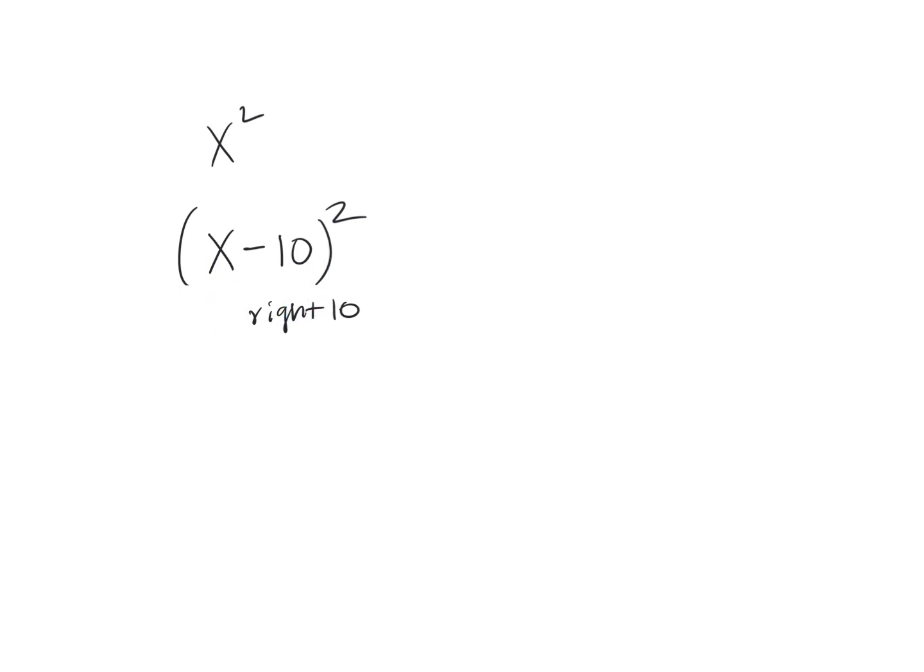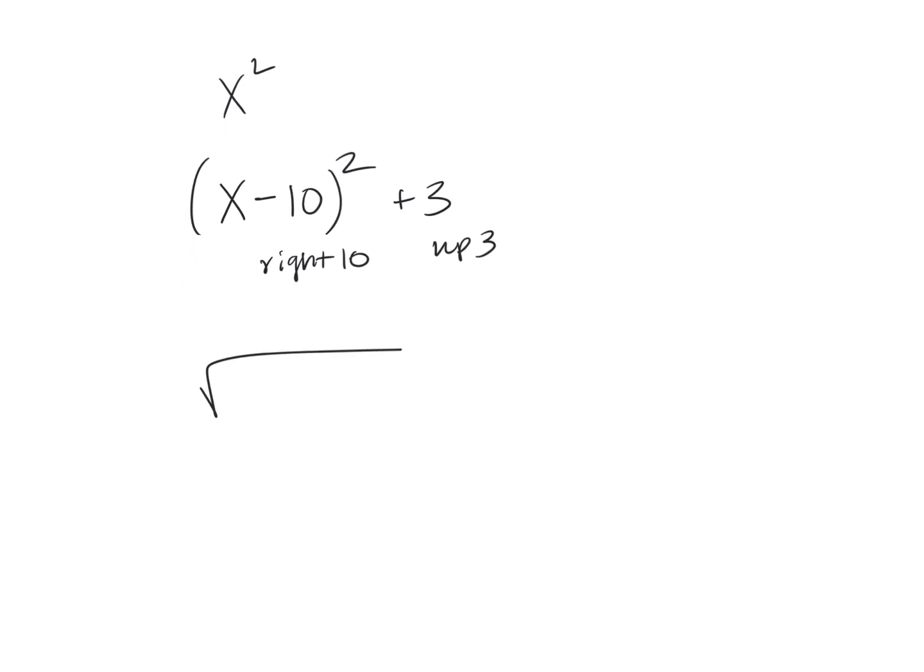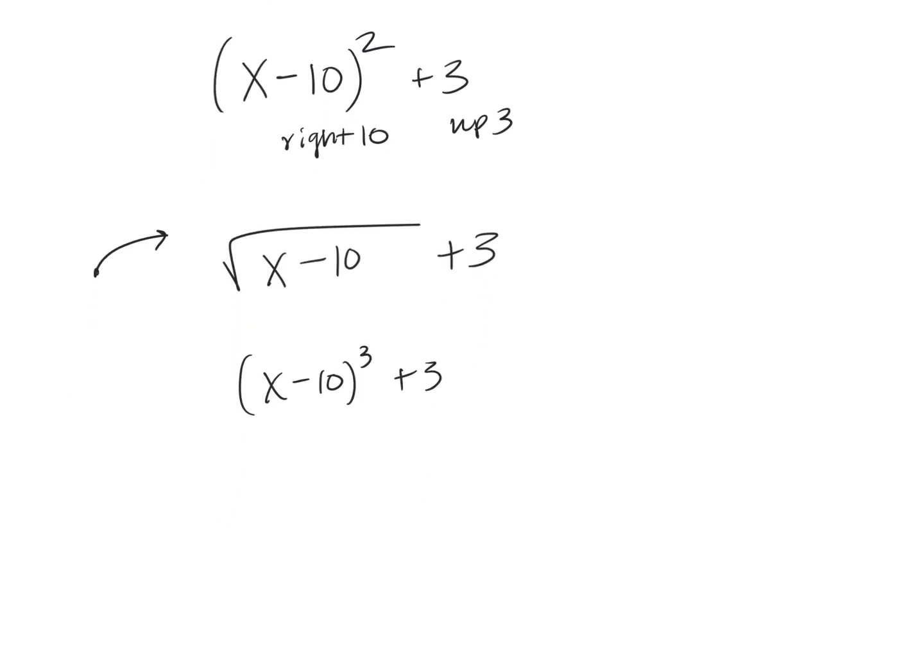What if I did, and then plus 3? Then it's going to make that go up 3. Would that change if it was like this? This takes the square root graph that looks like this. Would it still go right 10 up 3? Yeah. What if I did this? X minus 10 cubed plus 3. So it's this graph. Would that still go right 10 up 3? Sure would. What's our other parent function?